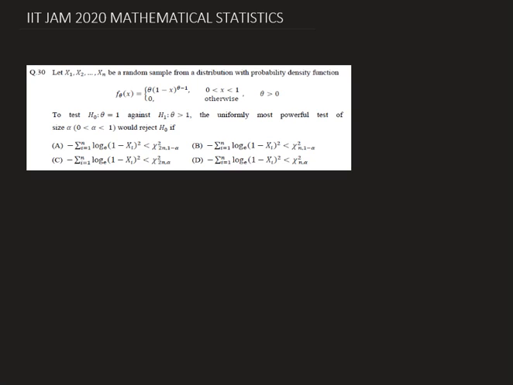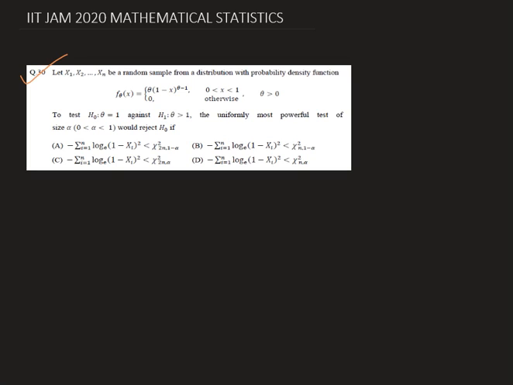Hello, today we are going to solve one problem from IIT JAM 2020 Mathematical Statistics paper. This is question number 30, the last problem from section A, that means the last MCQ problem. So let's see what is in this question.